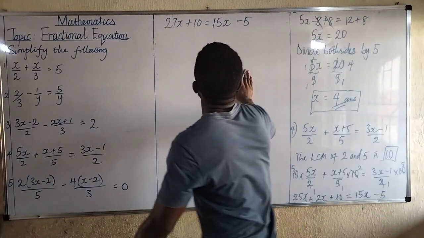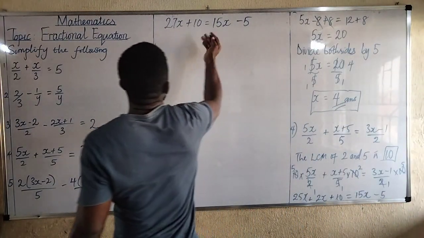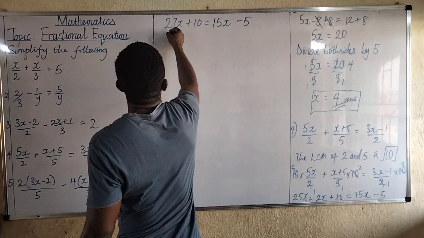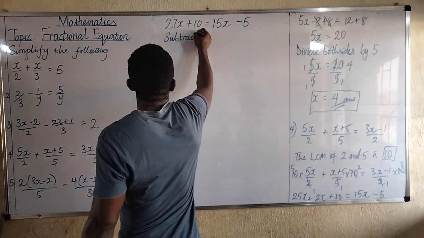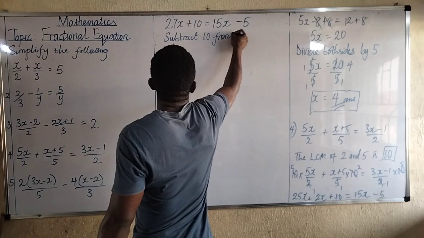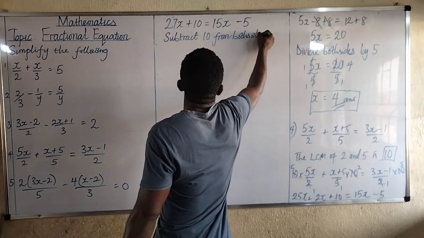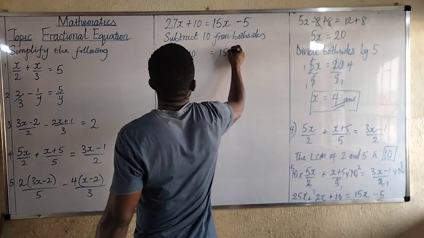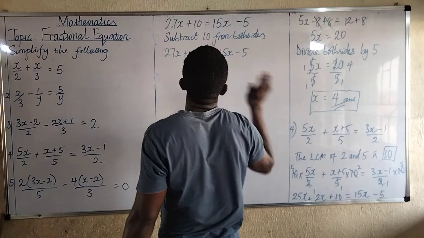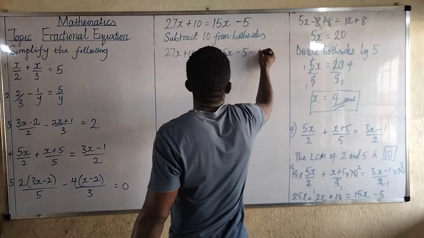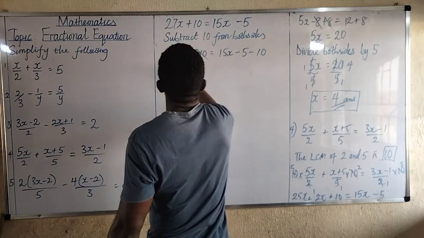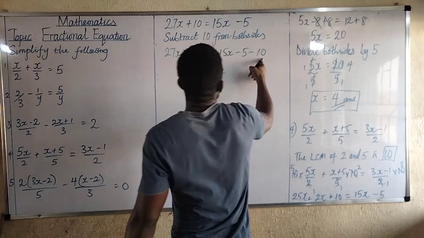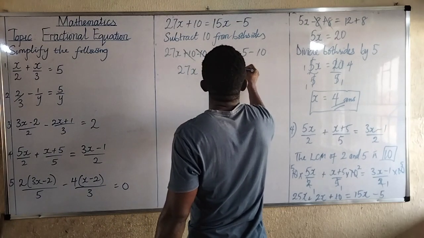Okay, next is to collect like terms. We can do that by saying subtract 10 from both sides. When we do that, we have 27x plus 10 equal to 15x minus 5. So we should subtract 10 from both sides. Minus 10, minus 10. So these two cancel out. We have 27x equal to 15x minus 5 minus 10, which will give us minus 15.